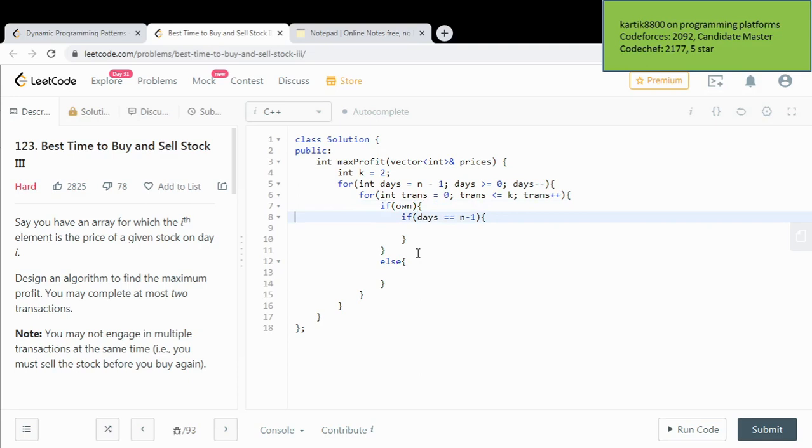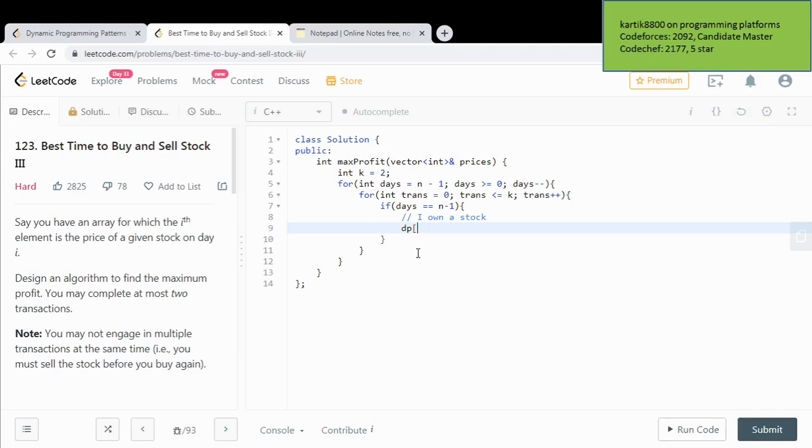Wait a second. It's the n minus 1th day. You are thinking about the last day, what you'll be doing. There are two possibilities, either you own a stock or not. So let's evaluate what happens if I do own a stock. If I do own a stock, I would like to sell it, but I need to have at least one transaction allowed, because as soon as I sell, one transaction is completed. I need to be allowed to do at least one transaction.